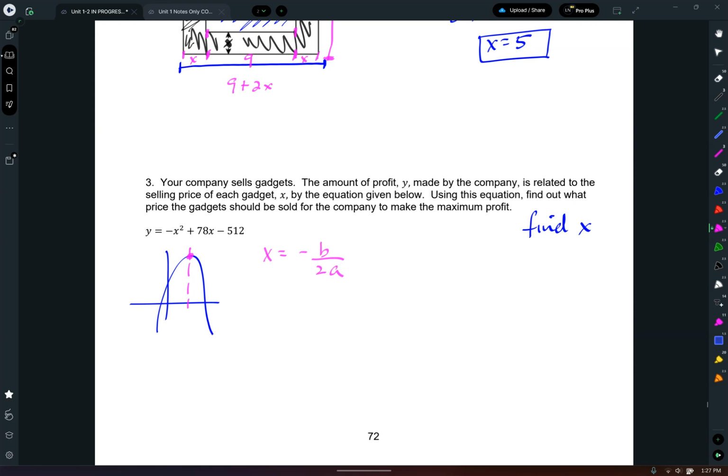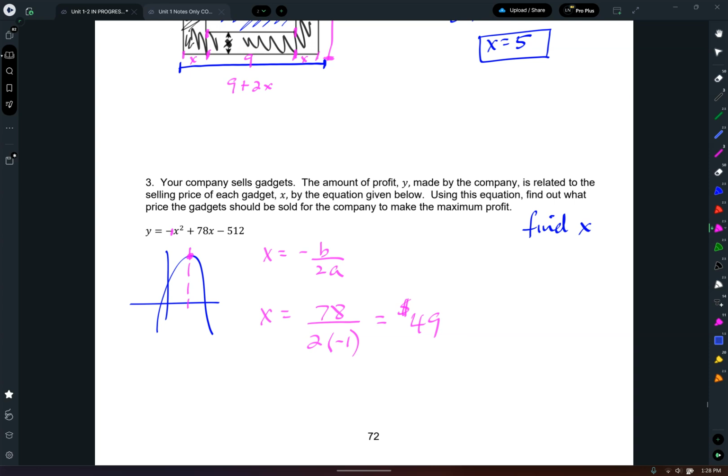Well, look, this is set up for me. Isn't the b 78? And isn't the a negative 1? So I'm going to say x equals negative 78 over 2 times negative 1. So let's see, 78 divided by negative 2, isn't that 49? Now, did they tell me if it's dollars? They talk about price, so I'm assuming they mean dollars when they're talking about money. So the items should be sold for $49 in order to make maximum profit.